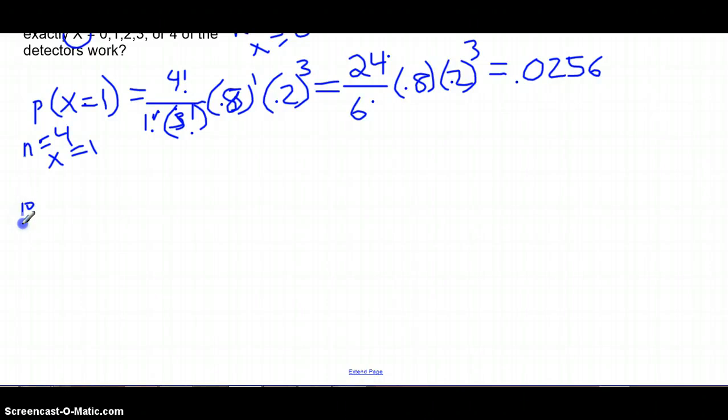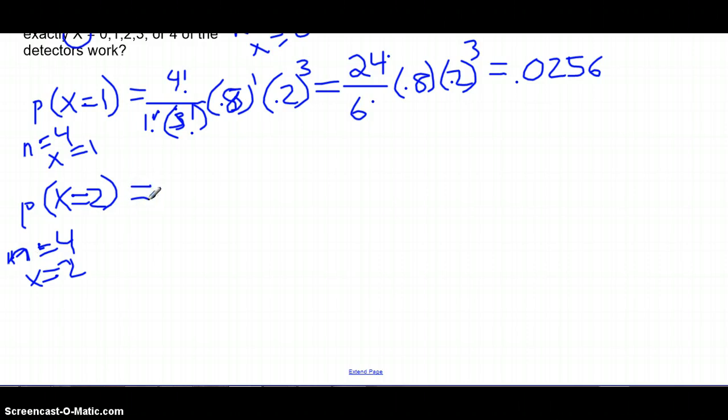Find the probability that exactly 2 detectors work. Now n equals 4, and x equals 2. We're getting used to this application. Forgive my handwriting in the meantime.